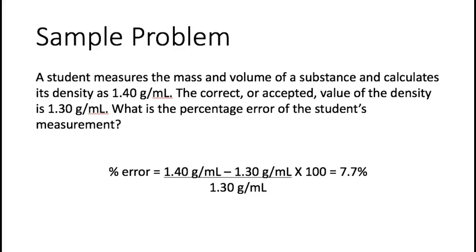So using our equation, we're going to take our experimental value minus our accepted value. Our experimental value that we calculated was 1.4 grams per milliliter. Our accepted value, which was the correct value, is 1.30 grams per milliliter. I'm going to divide that by my accepted value, which is the 1.30 grams per milliliter, and then I multiply it by 100 to make it a percent. So my percent error is 7.7%.